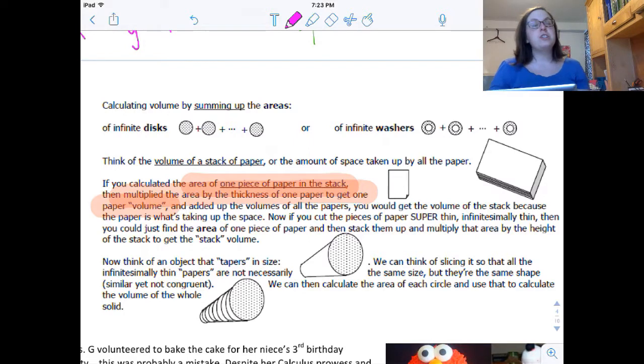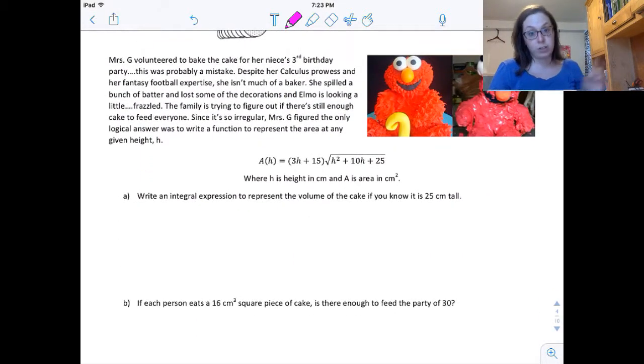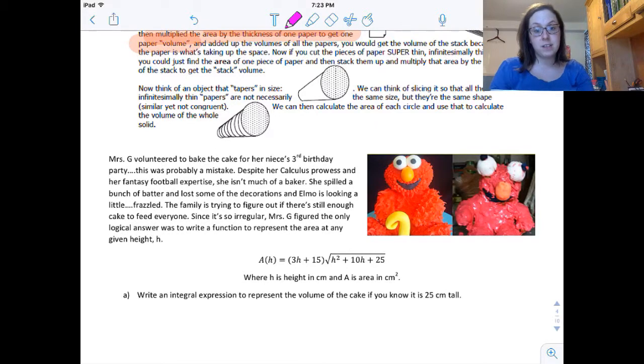So the challenge normally is coming up with a formula for your area. That's normally where we get stuck. So we're going to look at a couple where it's just a basic scenario, and then we're going to build on that from there. Now this was a failed test question. You guys almost got this on a test, Elmo cake and all. But it illustrates the point pretty well, which is good.